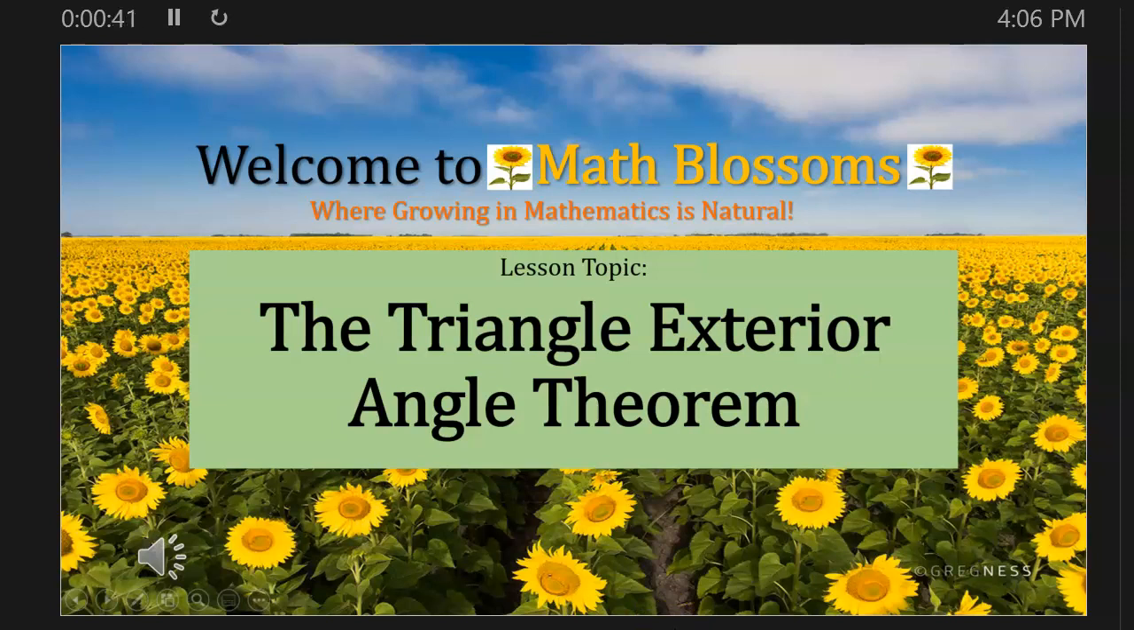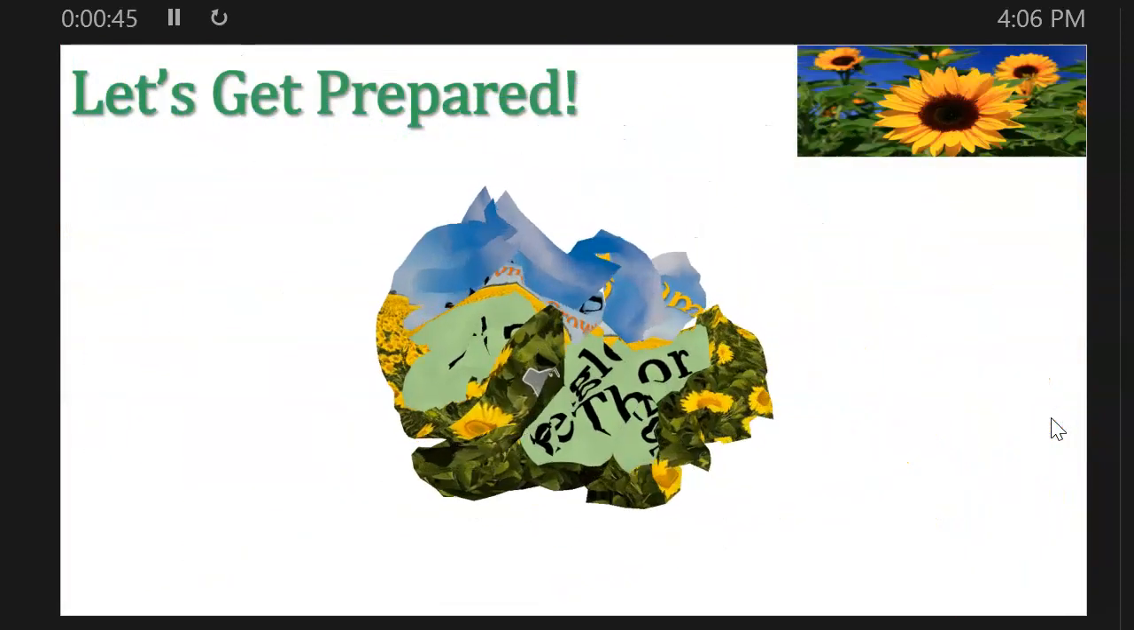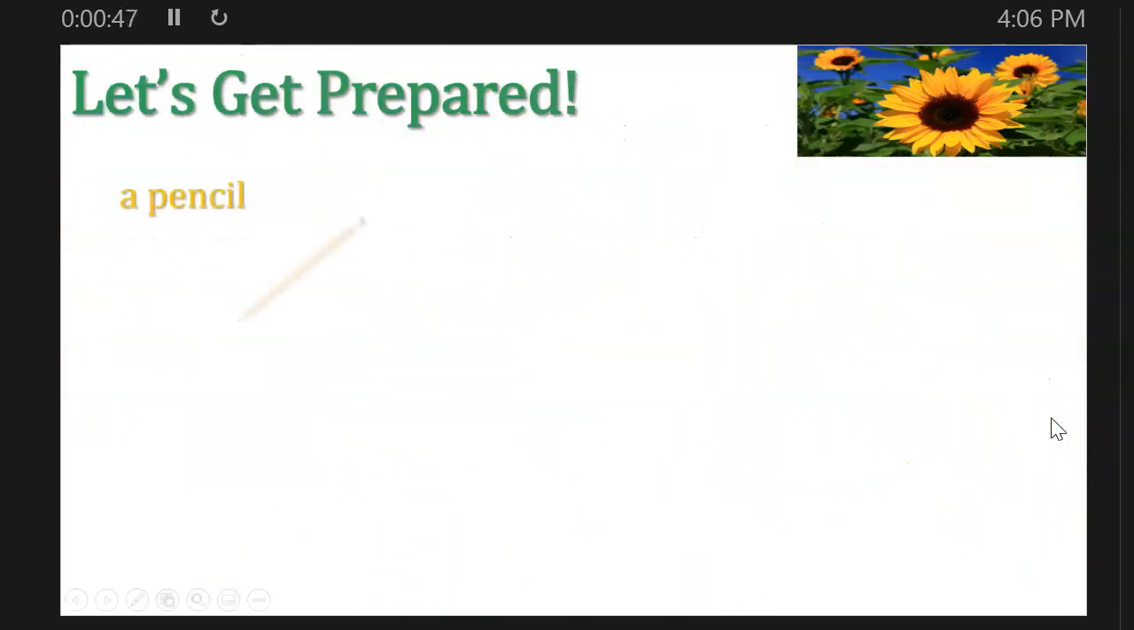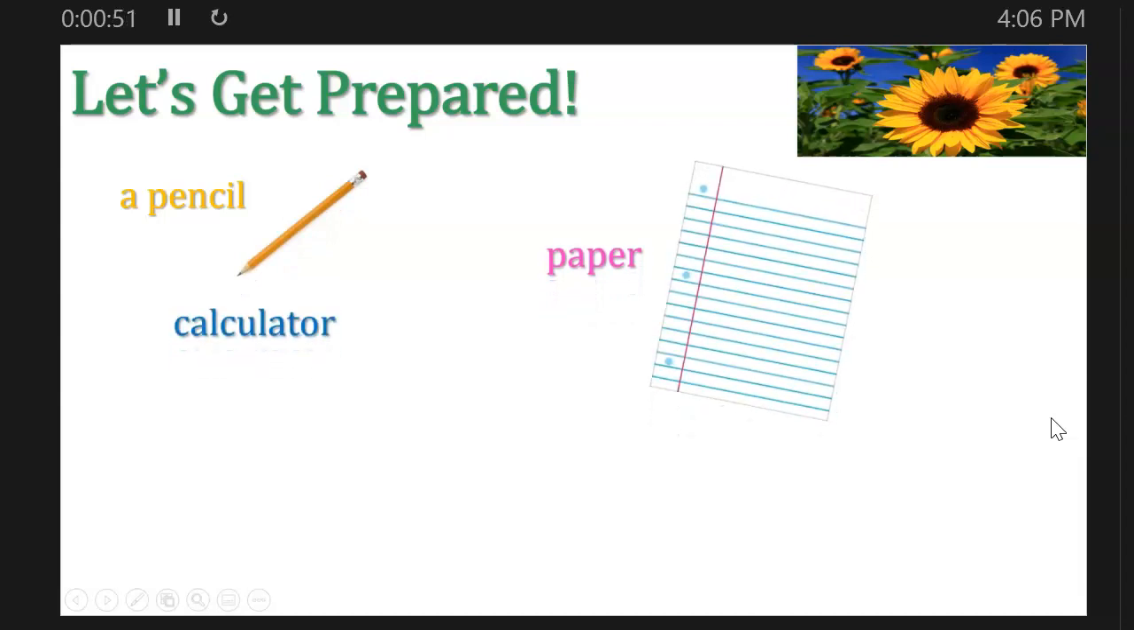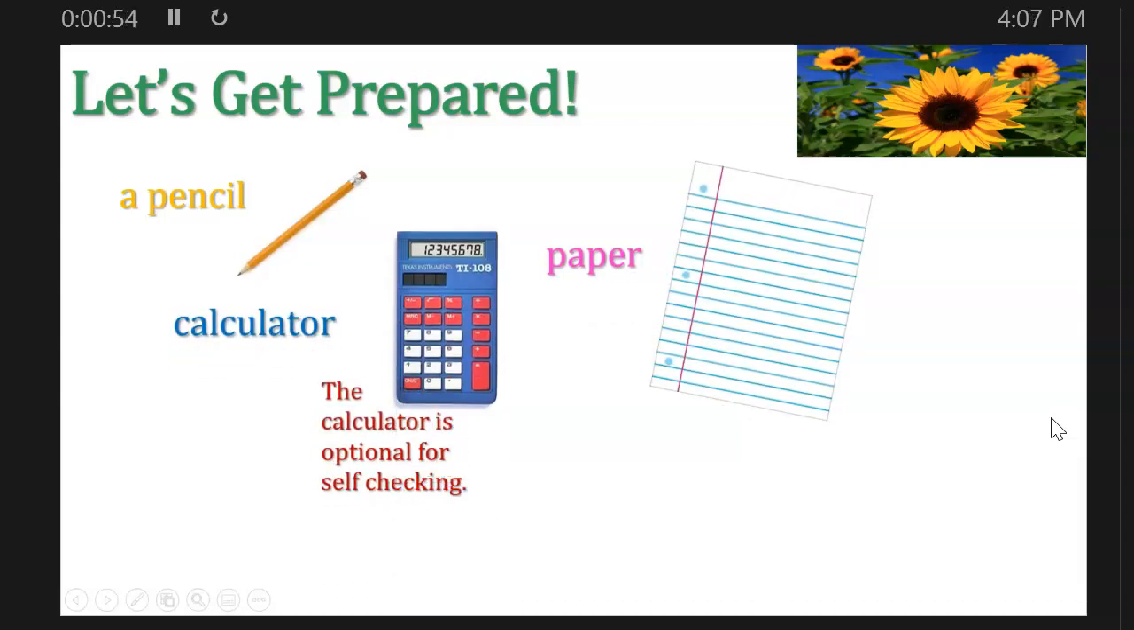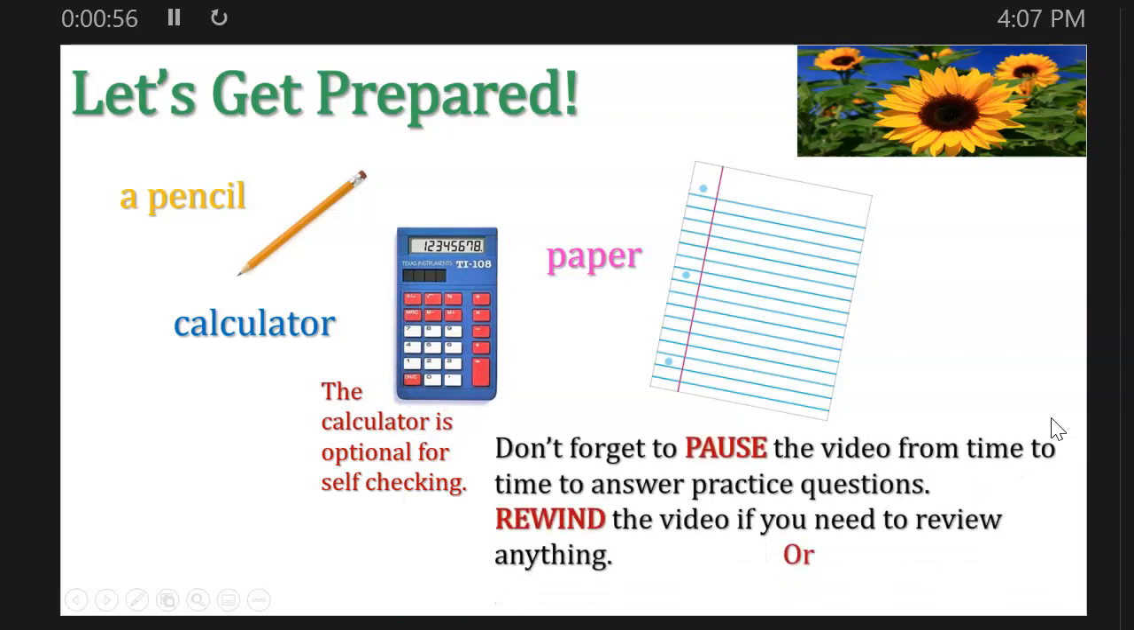Today's lesson topic is the Triangle Exterior Angle Theorem. Let's get prepared. We're going to need a pencil with an eraser, some paper, of course, and a calculator is optional, as well as a straight edge, because we will be drawing some triangles and some exterior angles.